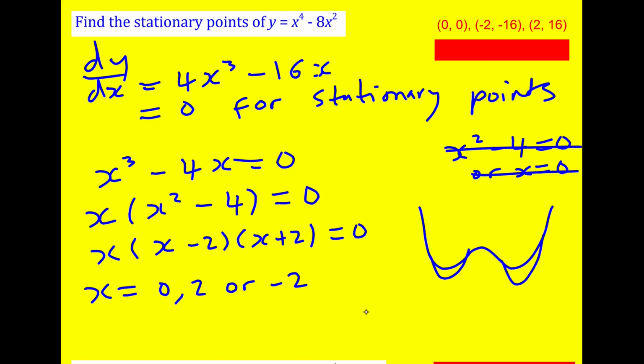Note, not every quartic looks like this. The quartic x to the 4 is simply that. So you won't be guaranteed to get 3 stationary points, but there will be certain conditions on it. In any case, all I'm interested in here is finding the stationary points. I can sub back in. Hope you're happy with this and how this is going.